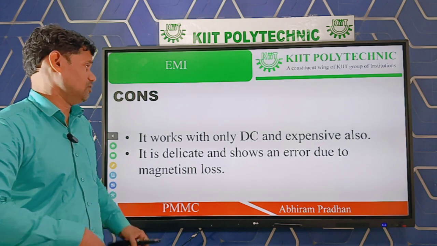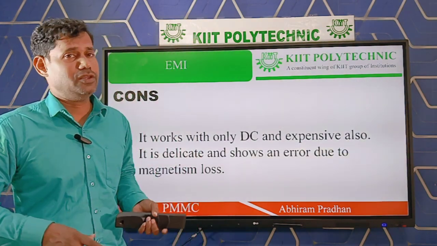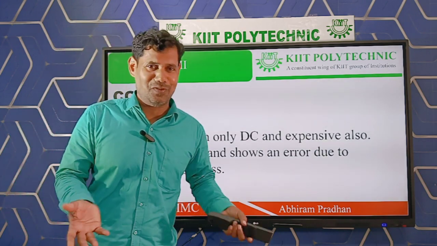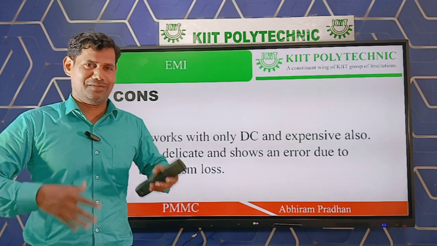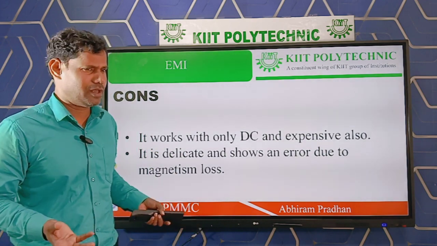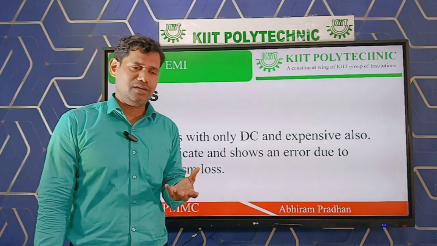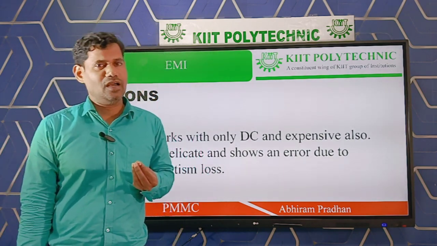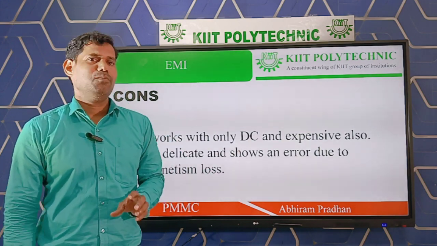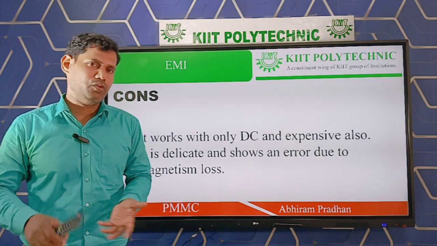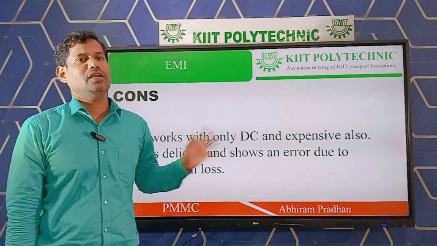Then we will go to the cons, which means disadvantages. It cannot be said that an instrument has no disadvantages. Obviously there will be some, but here they are very minimal. One disadvantage is that it works only on DC. It can measure DC only, though some modification can be done in order to measure AC.